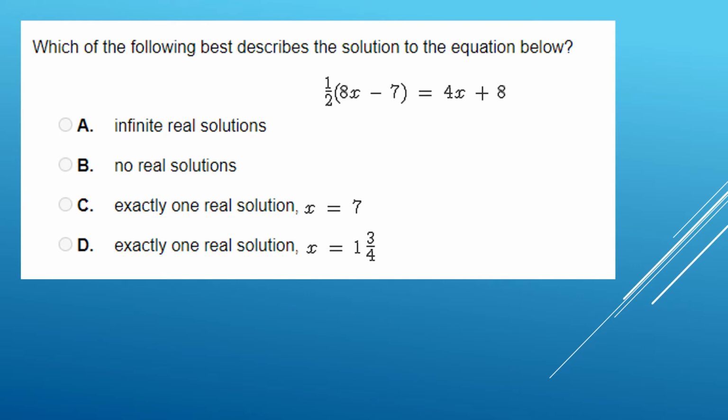Which of the following best describes the solution to the equation below? So what I need to do is solve it. The first thing I'm going to do is multiply the 1/2 times all of the things in the parentheses. So 1/2 times 8x, 1/2 times 8 is 4. The x just hangs around. 1/2 times negative 7 is negative 3.5.